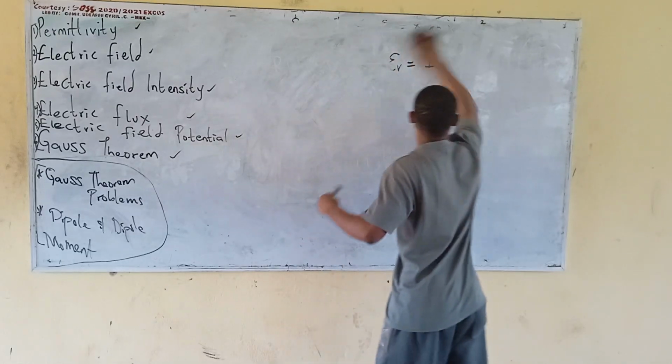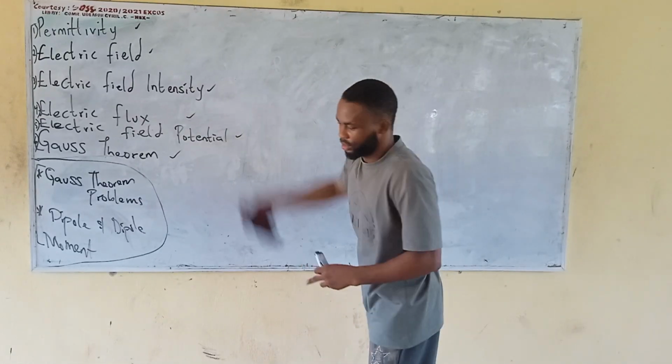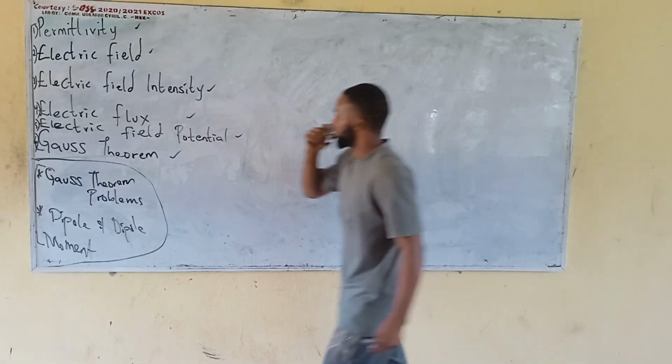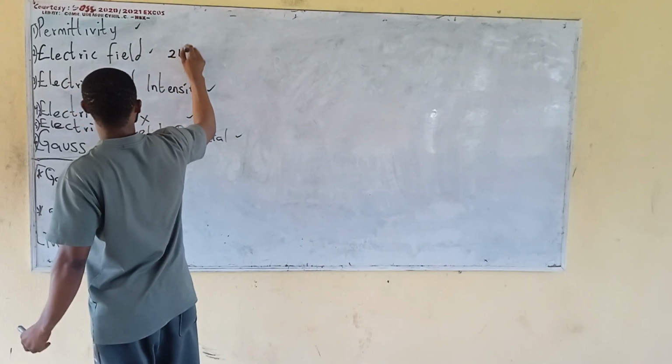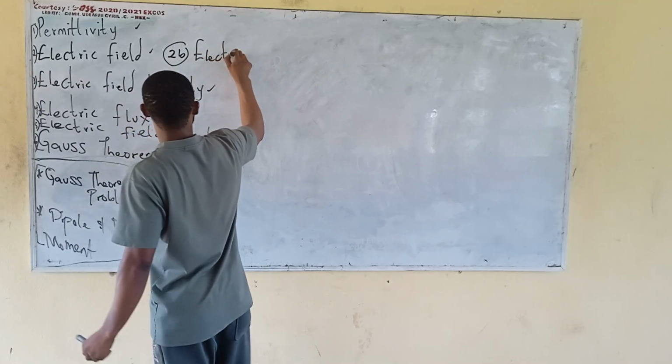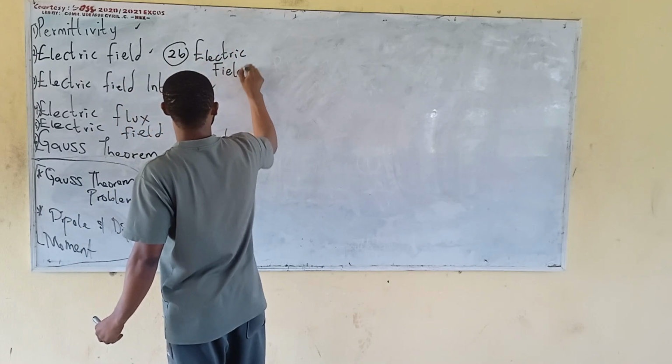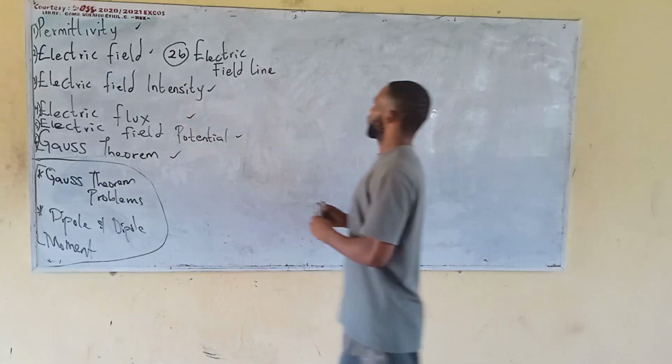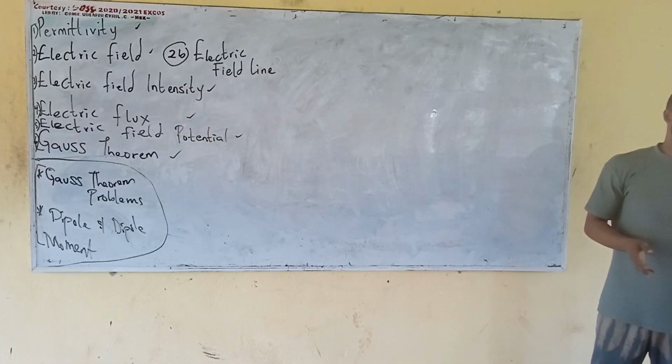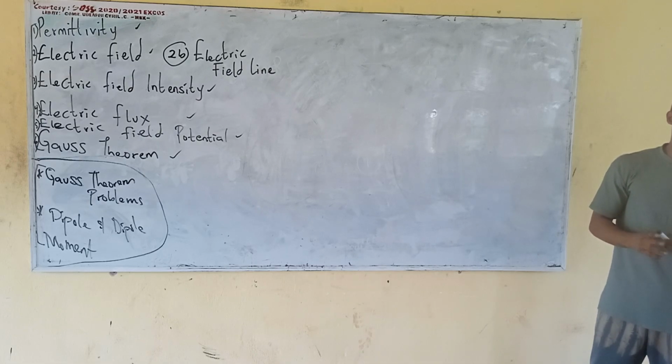You need to know that I cannot talk about electric field without talking about electric field line. This electric field, we know that charge creates it. But for us to be able to show what is happening, we must use an imaginary line. Electric field line is an imaginary line that shows the direction of electric field, or you say the direction of charges in an electric field.